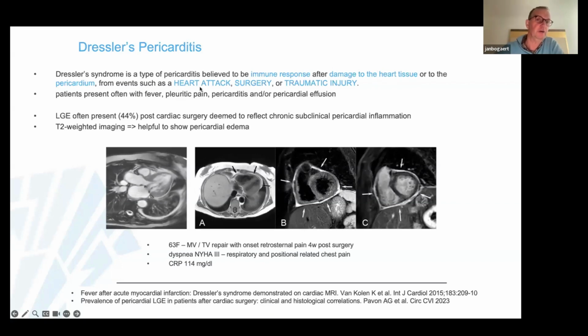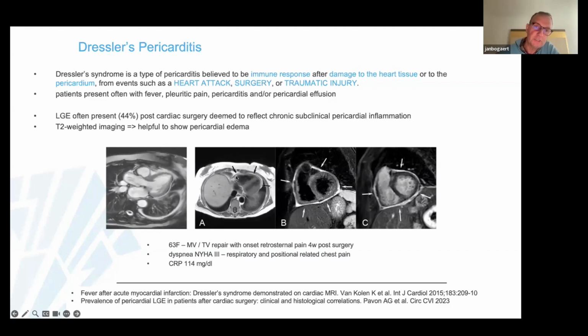It can occur after heart attack, but typically it occurs only after several weeks. It can occur after surgery or after traumatic injury. Here, an example of a patient with onset of retrosternal chest pain 4 weeks after surgery for a mitral and tricuspid valve repair, as you can see here on this 3-chamber view.